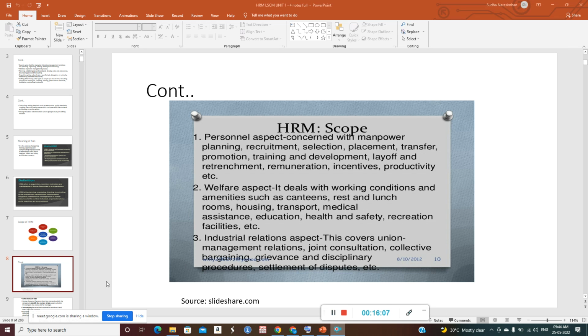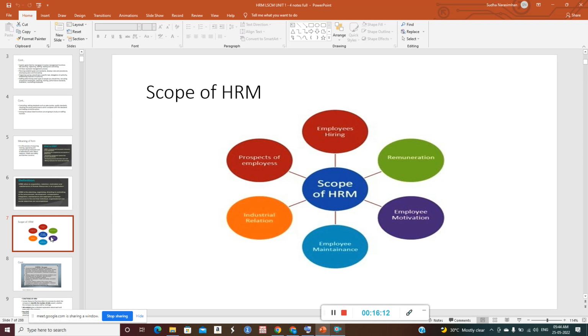Now, the scope, when looked into, is always wider in nature. That is why you are able to see on the screen that they are interconnected and very much involved in each and every function. They are related. Okay, it talks about hiring, remuneration, employee motivation, employee maintenance, industrial relations, and the prospects. You will be learning about these in the functions of the organization, which is going to be next.